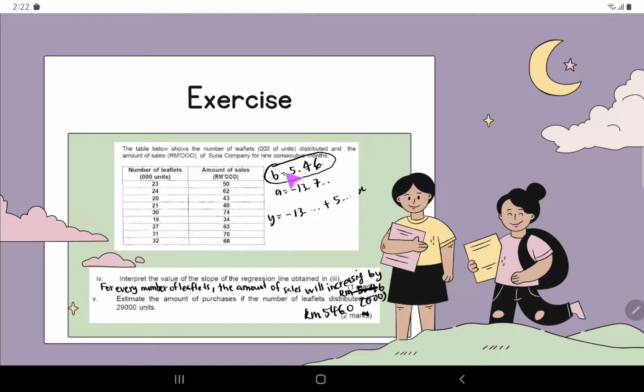Kalau B is negative, so kita boleh kata for every number of leaflet yang kita distributed, kalau B negatif, kita akan jawab the amount of sales will be decreasing by value of B. Okay, so that's how we interpret the meaning for slope, which is the value of B.